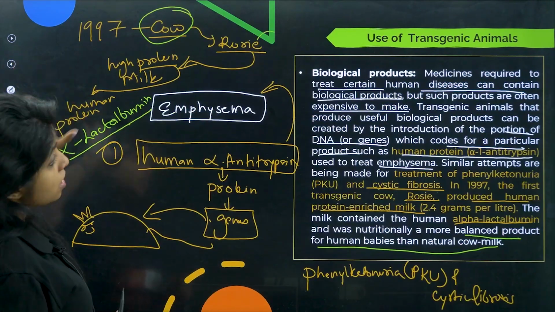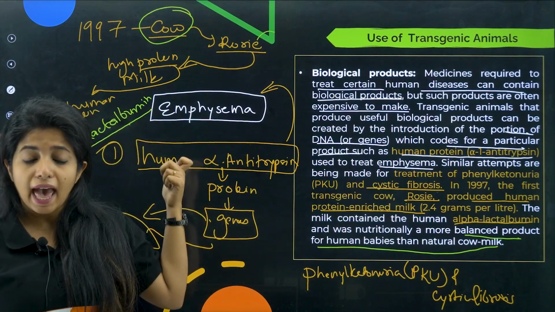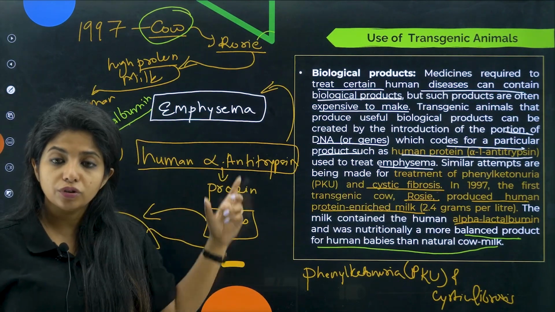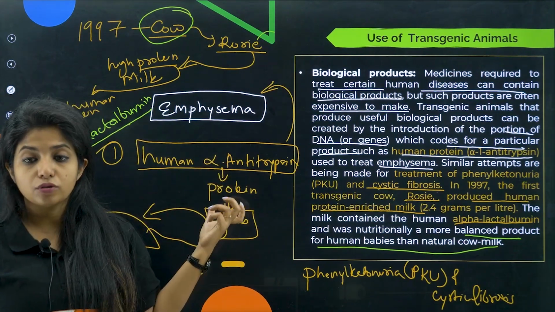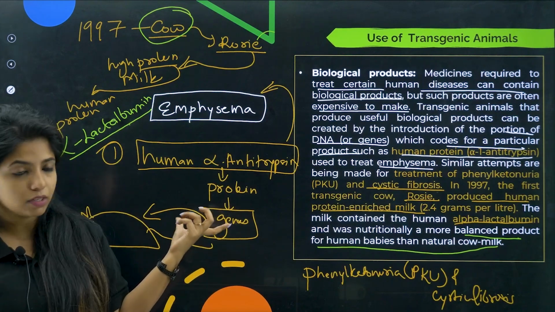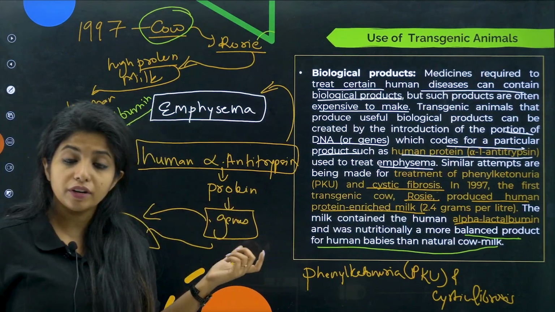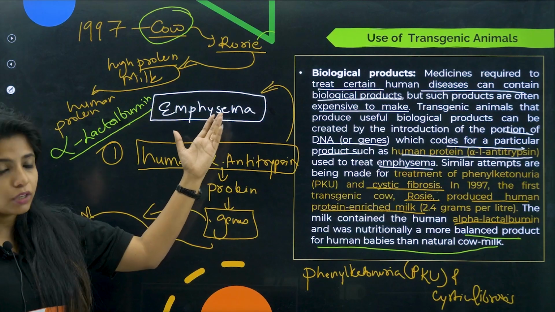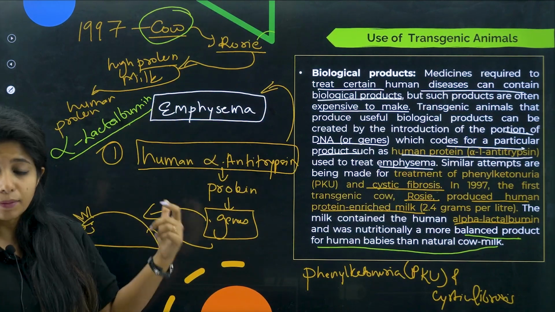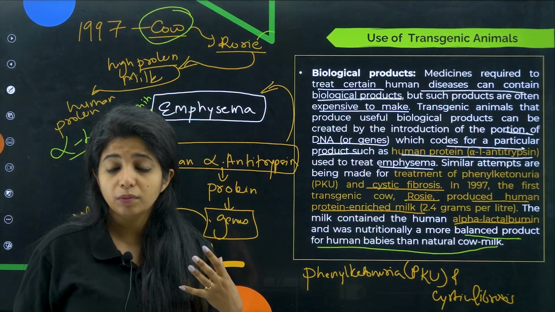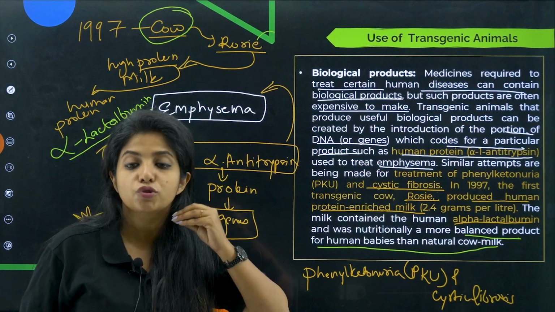We studied the biological products that we had. You had alpha-1 antitrypsin, which was used to treat emphysema. It is a protein that is made in human beings, but its gene was put in some other organism for bringing out more of this particular protein. Similarly, there was a transgenic cow made in 1997. Its name was Rosie.